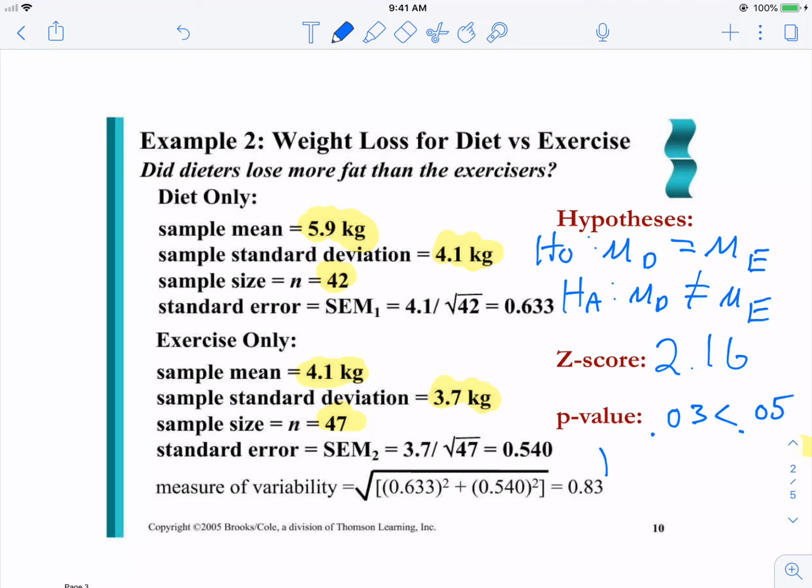So we reject the null and accept the alternative hypothesis, meaning in this case that we do have significant evidence that there is a difference between the average weight loss with these two techniques. Okay, that this difference of 5.9 kilograms over 4.1, that is a significant difference. So we have evidence that there is a more efficient method of weight loss if you're just picking one of them, and that appears to be diet alone over exercise alone.